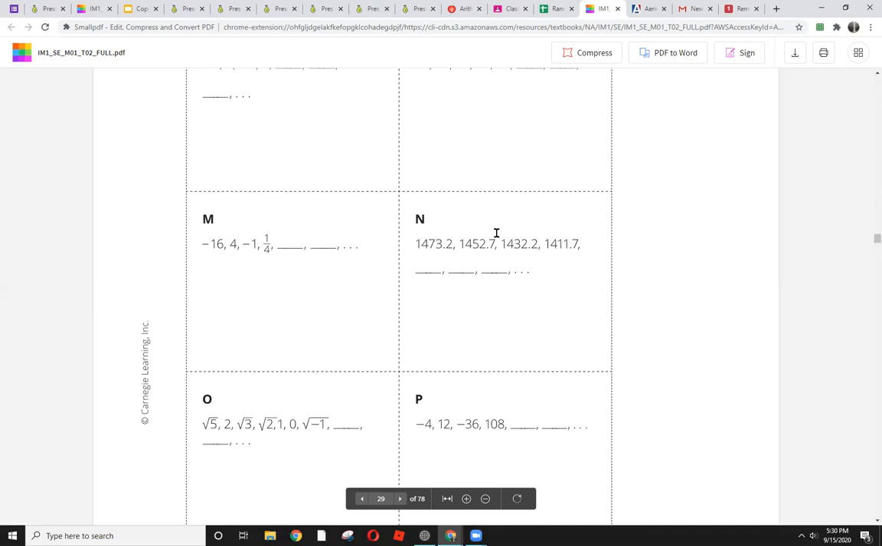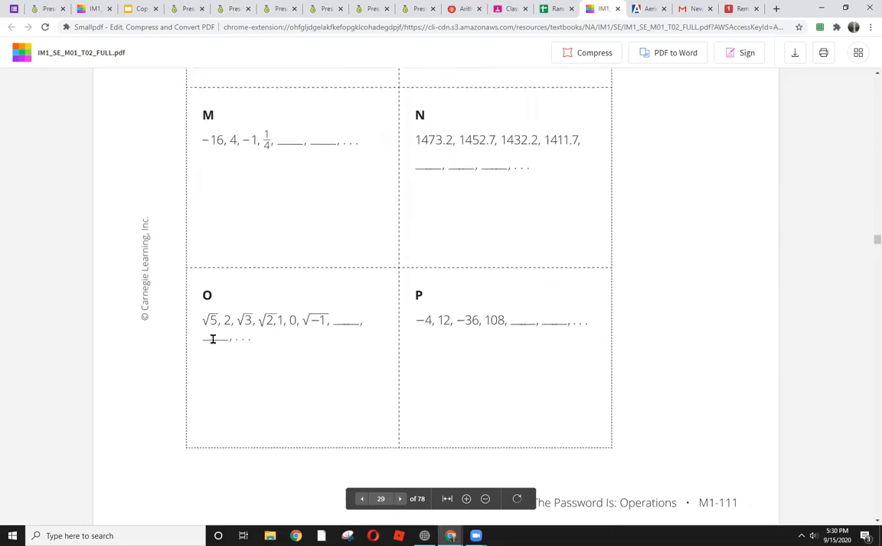Okay, on this one, it is an arithmetic sequence. If you take the second term and subtract the first term, you'll notice that it gives you -20.5, and every time it's -20.5. So that is your common difference, -20.5. So this one is an arithmetic sequence.